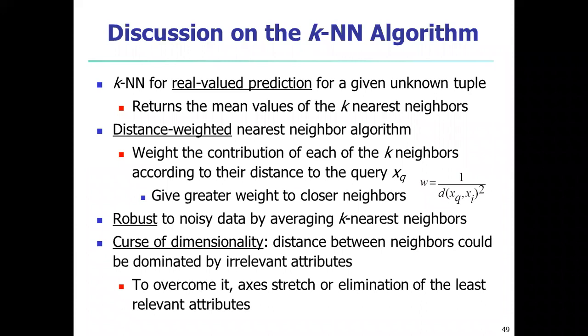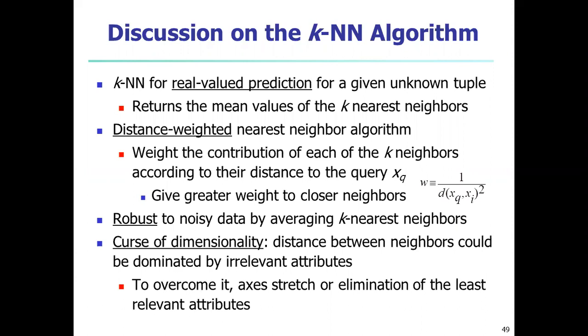With the k nearest neighbor algorithm, accuracy can be high while maintaining robustness to noisy data. By averaging over the k nearest neighbors, it improves the robustness to the data values.